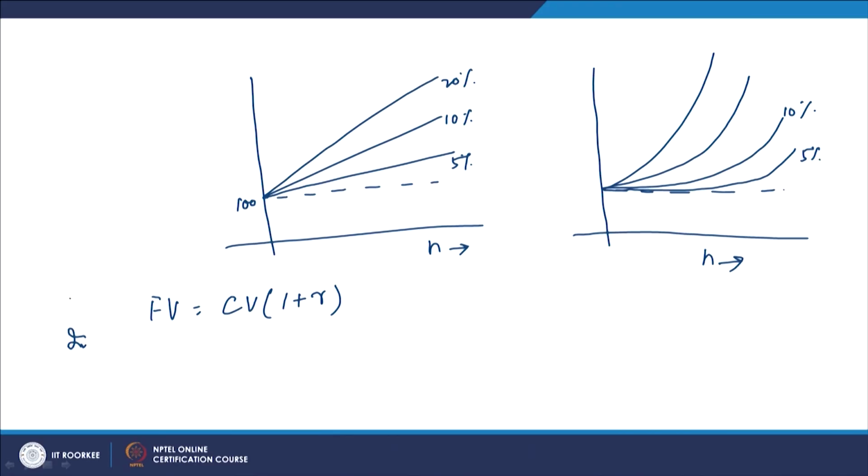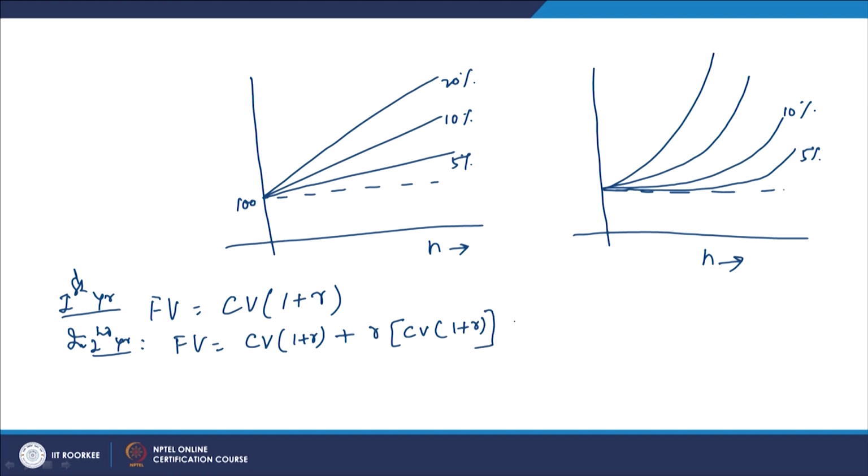Now, when you go to the second year, what will happen? In the second year, your future value, this will be your present value, CV into 1 plus R, plus basically your rate is R%, so R into CV into 1 plus R. So what you see is that CV into 1 plus R is common, and then comes 1 plus R. So it will be CV into 1 plus R raised to the power 2. So at the end of the second year, your future value FV is CV into 1 plus R raised to the power 2.